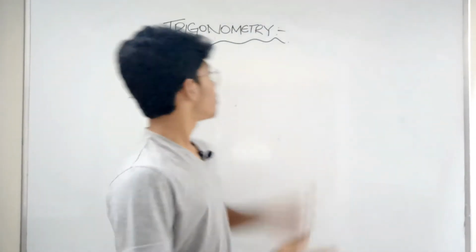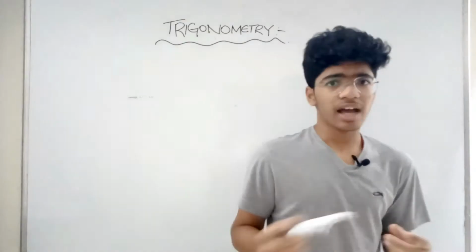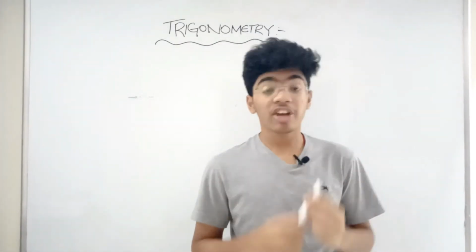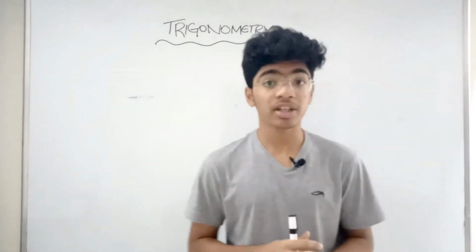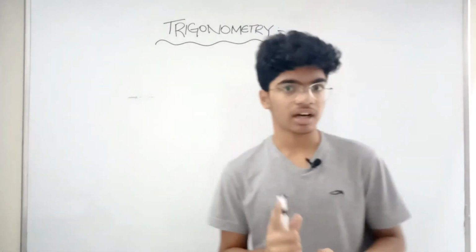Hello everybody. Today we'll be discussing part 4 in trigonometry. We'll be discussing trigonometric identities and the values of trigonometric ratios at negative theta. So why don't we start with that?